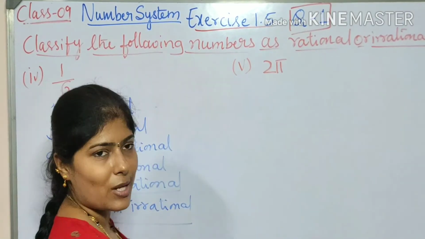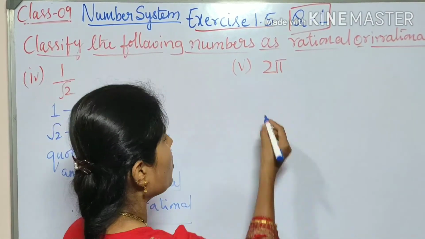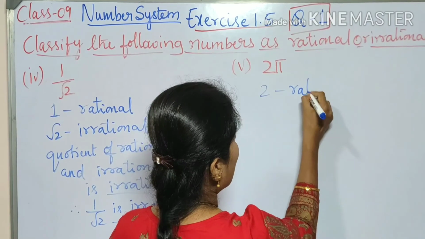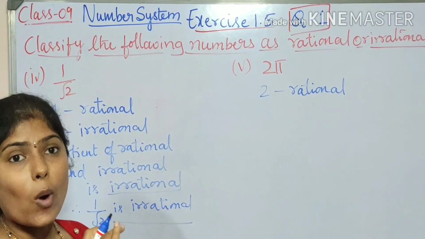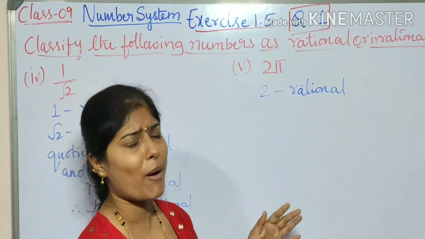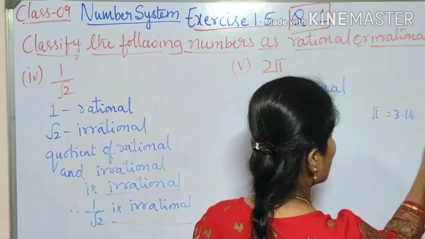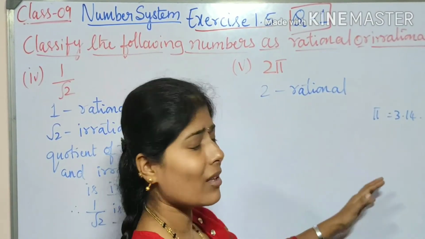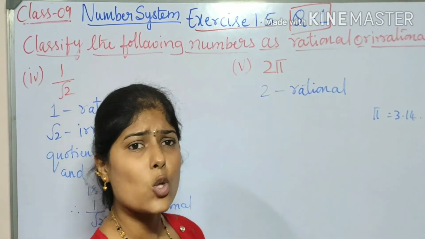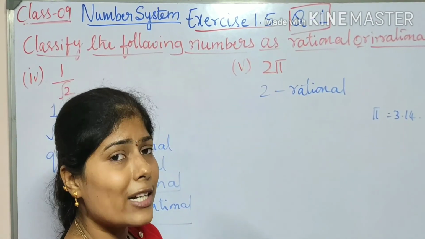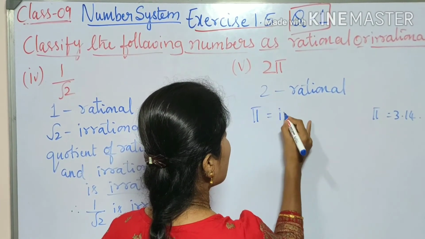Next sub question 5: 2 pi. As you all know, 2 is rational, but pi is irrational. Why? Because the value of pi is 3.14 and so on, it doesn't stop at all. It is non-terminating and non-recurring. As we discussed, if it is non-terminating and non-recurring, it is always an irrational number. So pi is irrational.